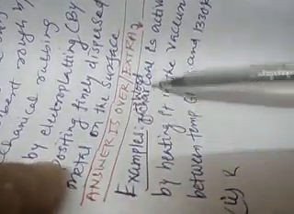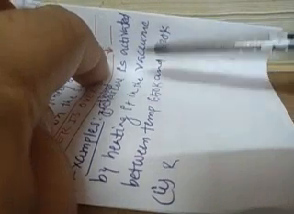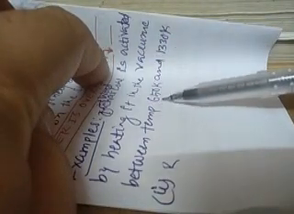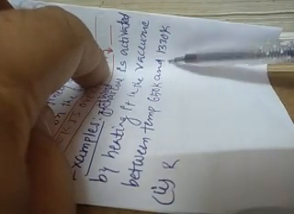Some extra information I am providing: wood charcoal is activated by heating it in a vacuum at a temperature between 650 to 1330 Kelvin. Please remember this, that wood charcoal can be activated by heating it at a temperature between 650 Kelvin and 1330 Kelvin.